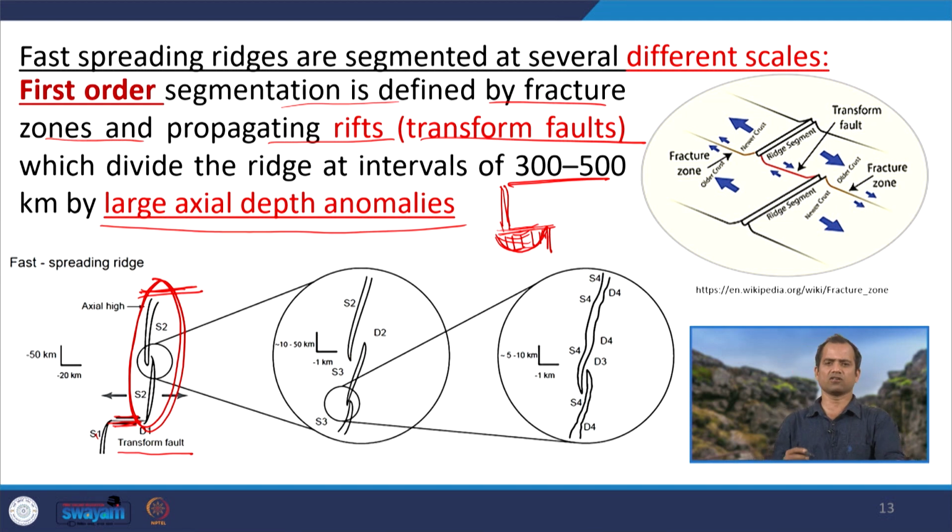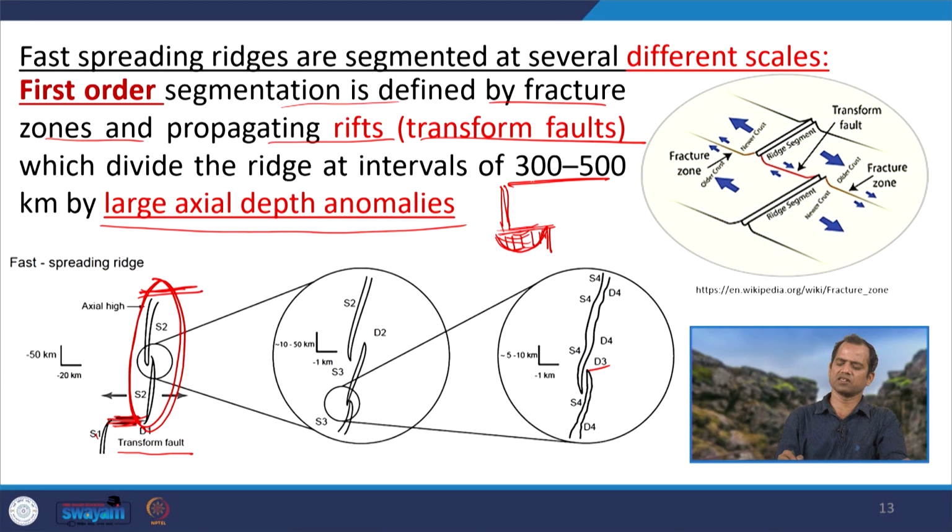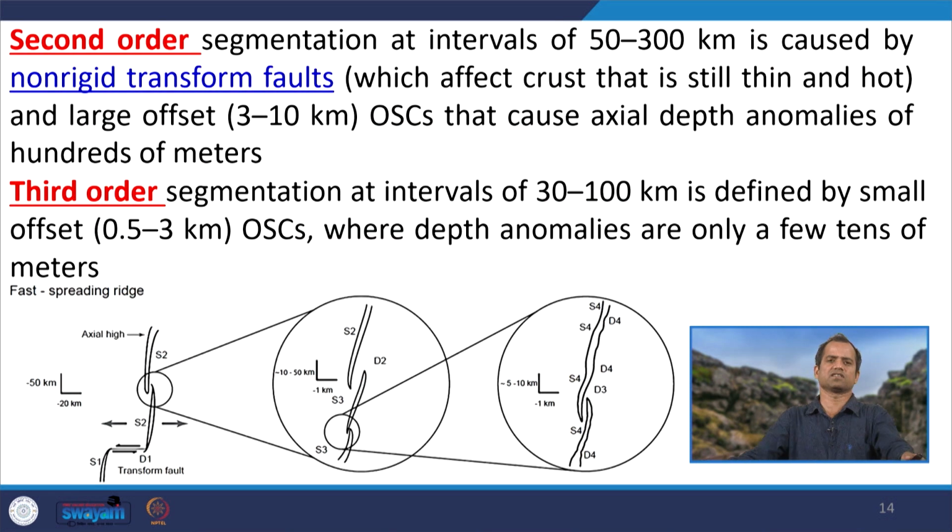This second order discontinuity, again if you zoom, you will get the third order discontinuities. Again you zoom, you will get the fourth order discontinuity. That means the more you zoom in on the scale, the more and more segments you will get. That is why the first order discontinuity, its length is about 300 to 500 kilometer and it is representing larger depth anomalies.